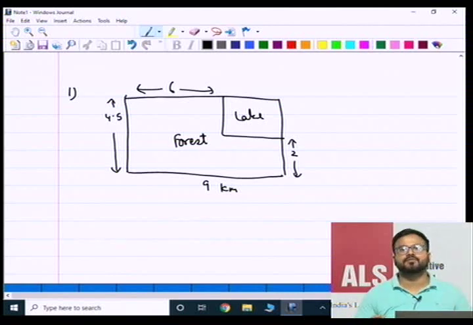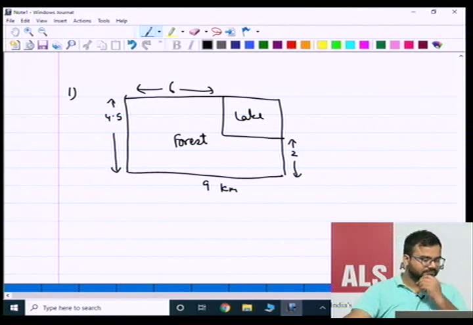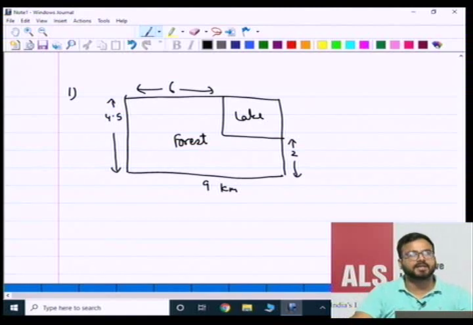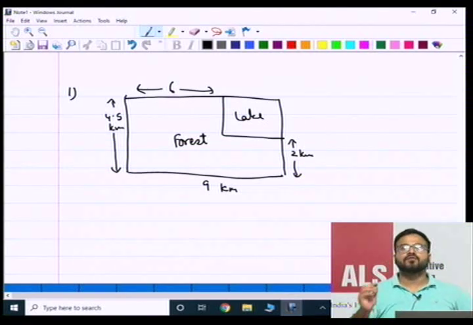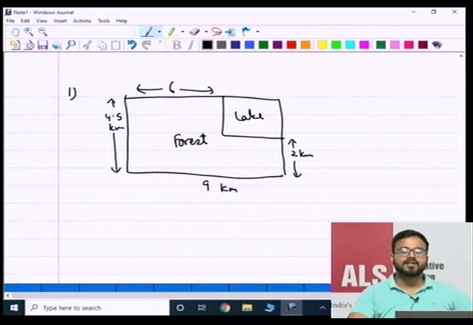There is a helicopter which got crashed inside the forest. So we have to find what is the probability that it may have crashed in the lake region. You can see over here, the complete forest is in the shape of a rectangle. The dimensions are: 9 kilometers is the length, and this 4 kilometer is the height. So area of the complete rectangle we can find. Now we have to find the probability that it may have crashed inside this lake. So we have to find the area for this region which is covering the lake.